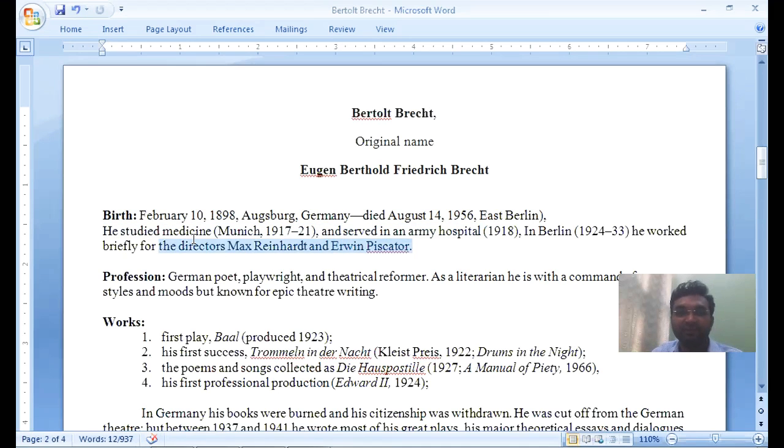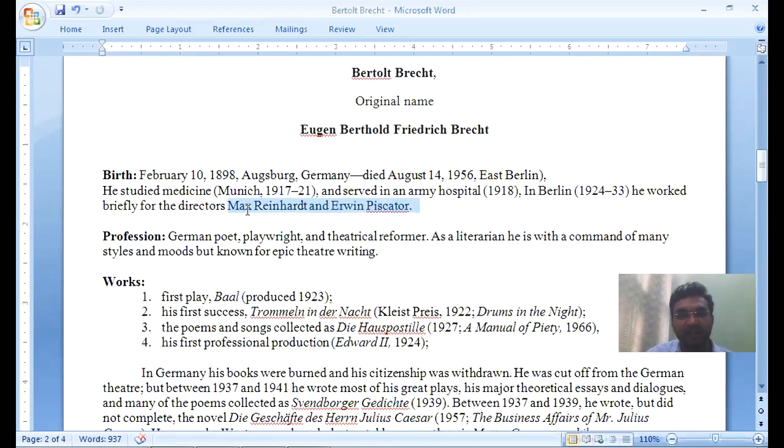He worked with them, Max Reinhardt and Erwin Piscator. They are the directors for the theater. By profession, he was a poet, playwright, and theatrical reformer. I told you they are the directors, Max Reinhardt and Erwin Piscator. He worked with them, and the term epic theater was used by this writer, Erwin Piscator, for theater performance. Later it is known through Bertolt Brecht.